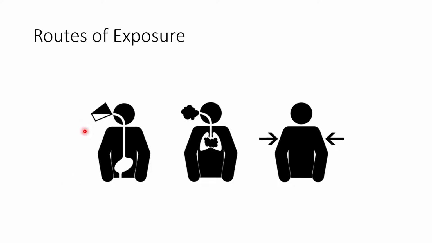So, for example, don't allow workers to eat at the workspace, and then use a mask or air filters to prevent the inhalation, and then also cover the skin with protective clothes at the workplace to prevent the absorption through the skin.